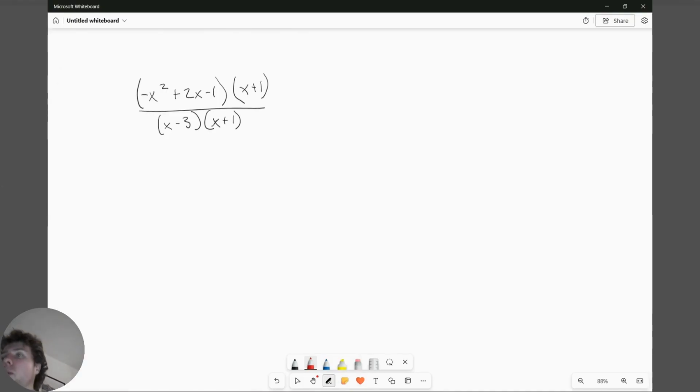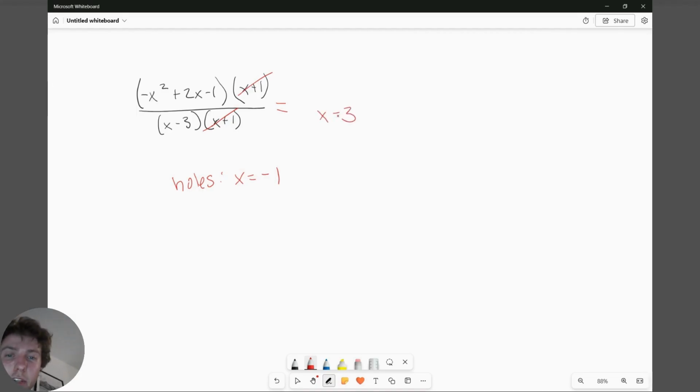Another thing we can do when we're looking at these types of problems is maybe we just want to determine all of the different key features, right? So maybe I'm given something like this. I notice there's holes at x equals negative 1, sorry, right? The canceled term is our hole.